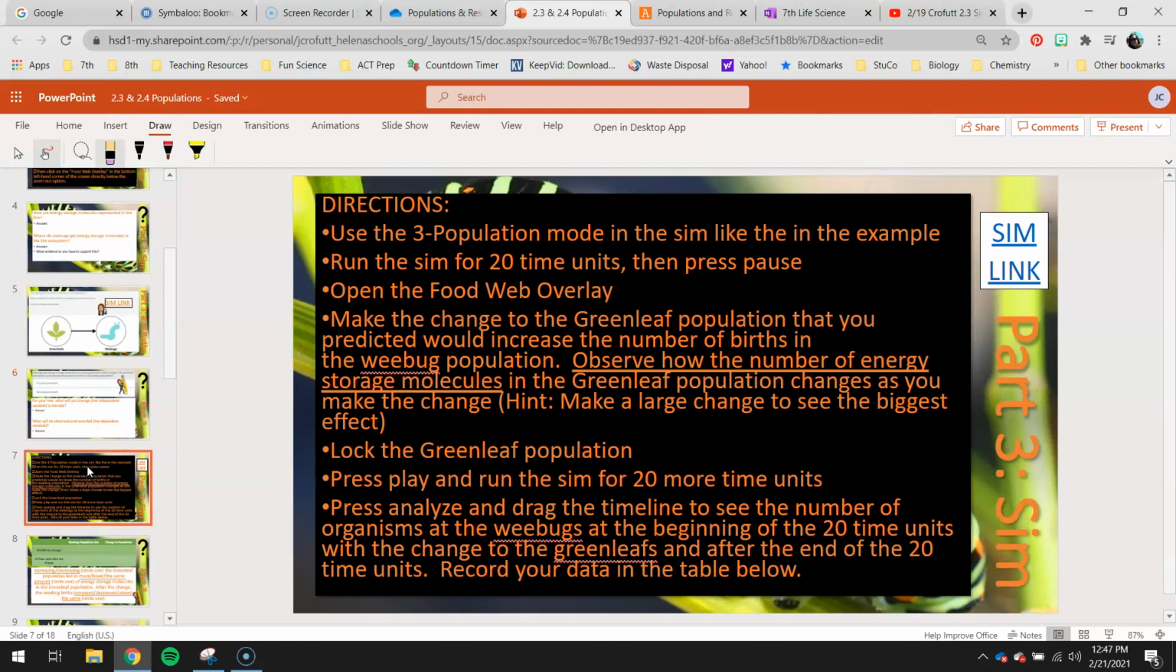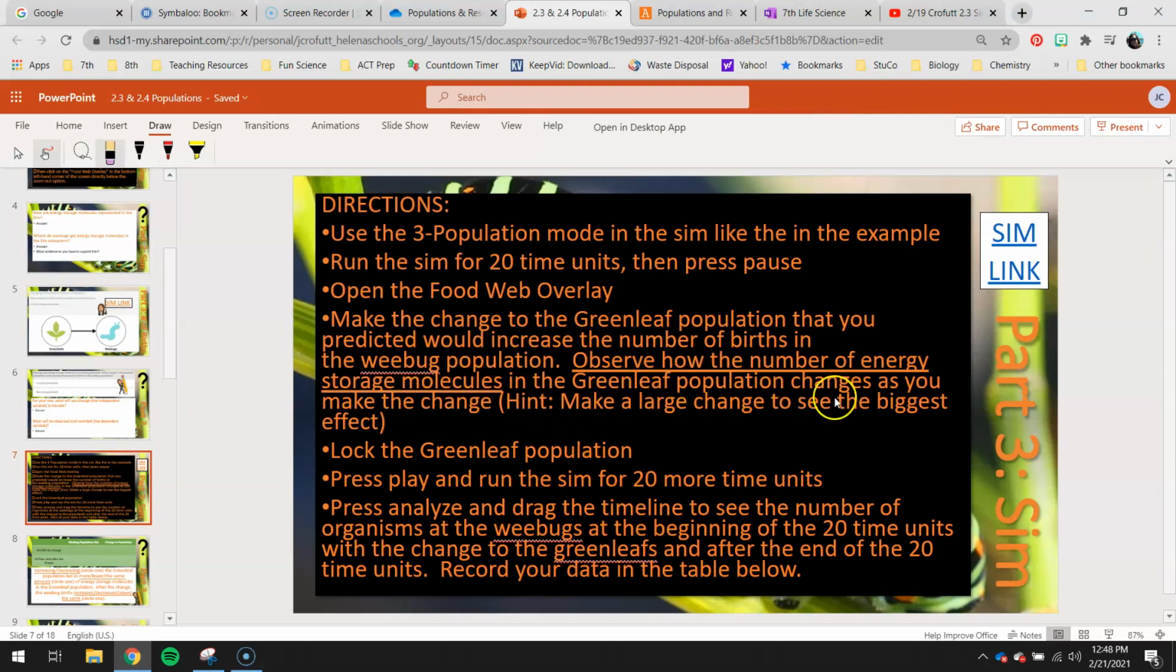Okay, moving on, here are your directions. Same as I just showed you, you're going to use the 3 population mode. You're going to run it for 20 time units, and then press pause. Open your food web overlay, and then make the change to the green leaf population that you predicted would increase the number of births in the wee bug. So again, how will you change the green leaf population to increase the population of wee bugs? Observe how the number of energy storage molecules in the green leaf population changes as you make that change.